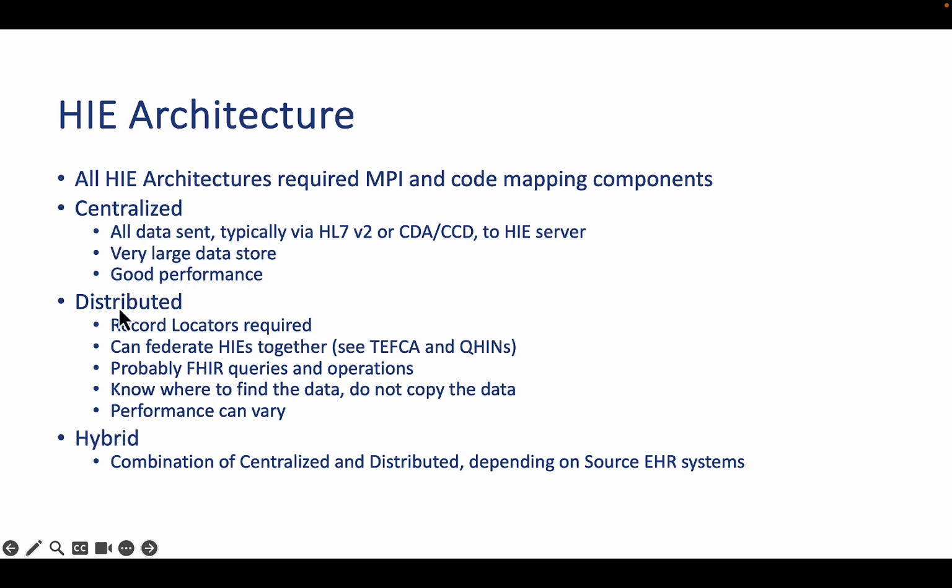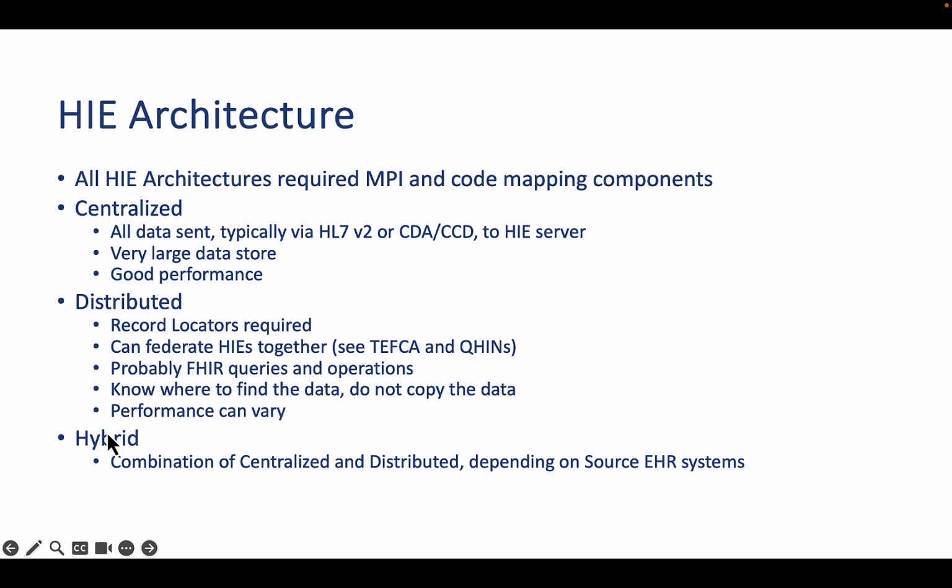Distributed: none of the data is sent to the HIE. Only record locators are required. You can federate HIEs together using this distributed method. For that, see TEFCA and the QHINs videos. Distributed HIEs sometimes use FHIR queries and FHIR operations. You know where to find the data, you do not copy the data. Performance can be, let's say, variable.